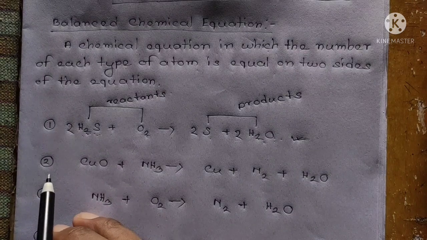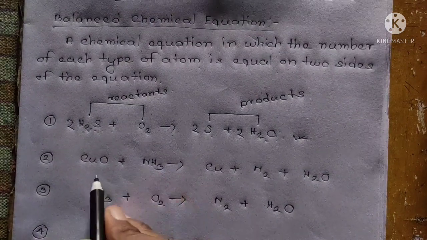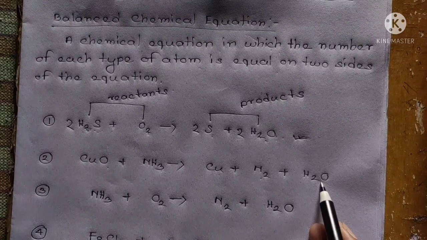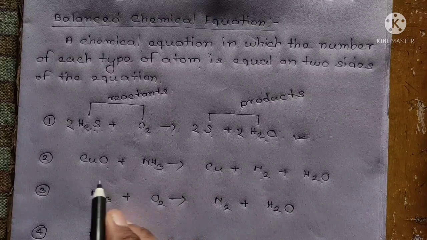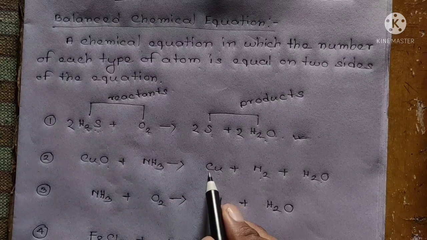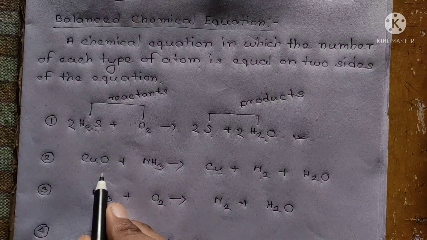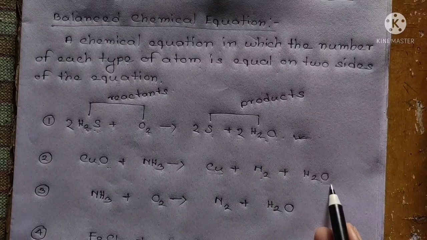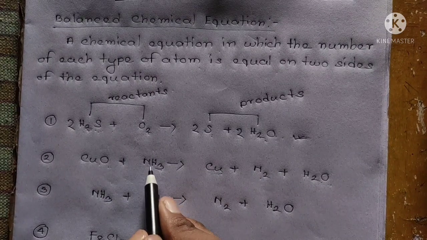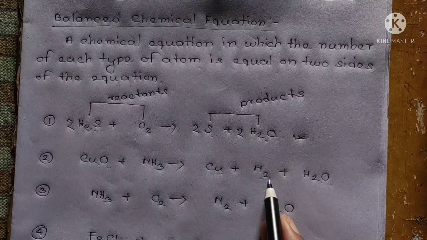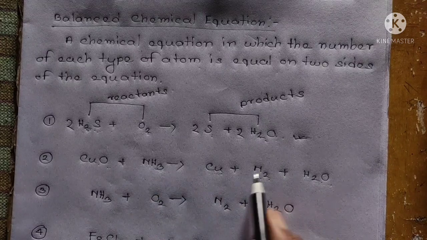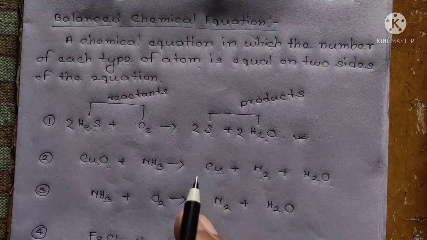Now let's see example 2. We have cuprous oxide plus ammonia, and the products are copper plus nitrogen plus water. In the left hand side we have one copper atom and on the right hand side also one copper atom, one oxygen atom here and also one oxygen atom here. But the nitrogen, here it is 1 and here it is 2, right? Hydrogen is 3 and here 2, so nitrogen and hydrogen are not balanced. We have to balance this, right?